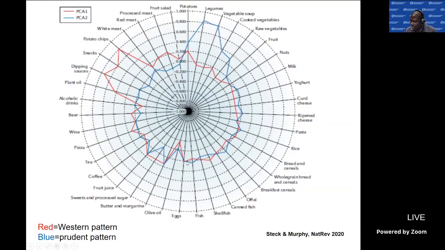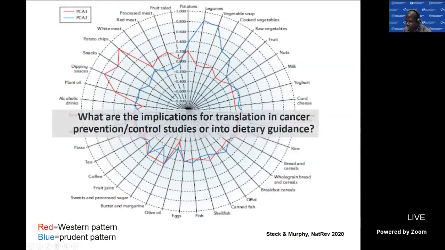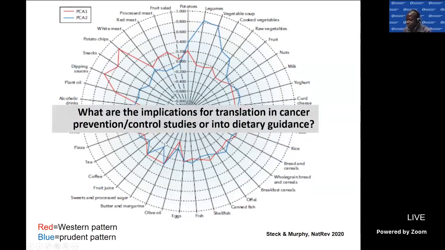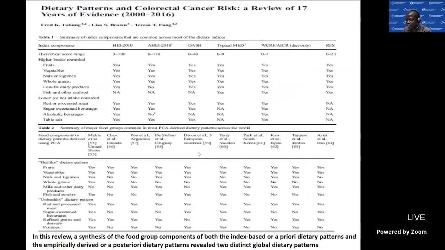This is nicely illustrated by this graph from the review paper by Dr. Steck and Murphy. You can see that these two dietary patterns are separated by just a few foods, and intake on all the other foods is very similar. But what does it mean? What are the implications for translation in cancer prevention and control, or into dietary guidance?